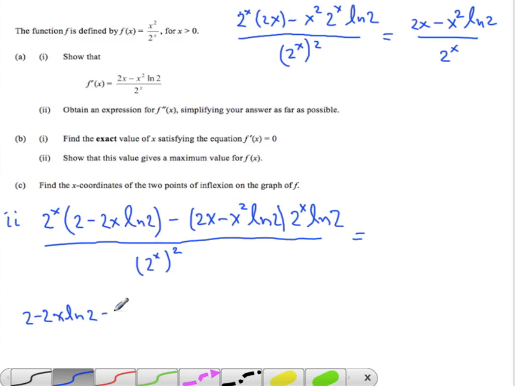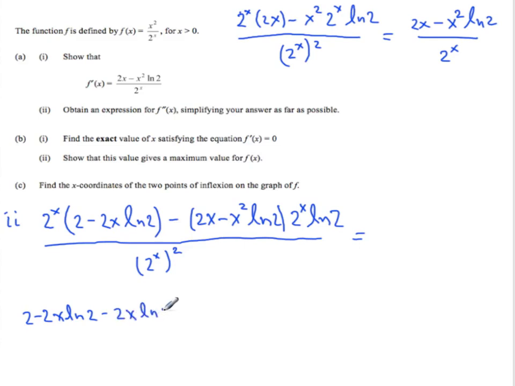So I get 2x ln 2 plus x squared ln 2 squared, and that's it, over 2 to the x. The 2 to the x's canceled with the one on the bottom. Show, and I think negative, and that's a positive. I think it's okay.